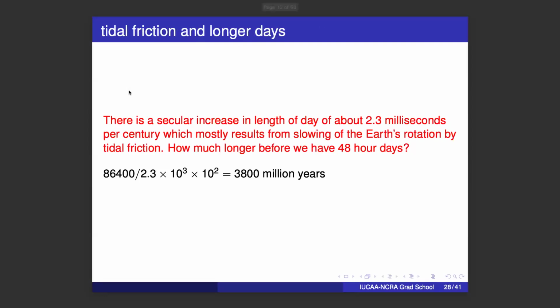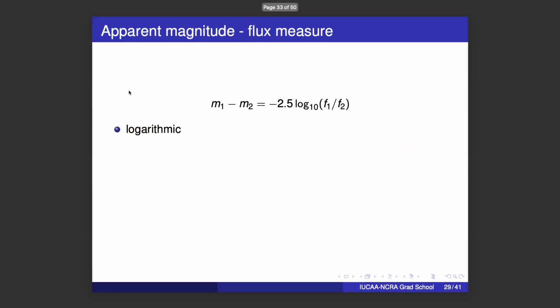I think this may be a good point to stop, because next we come back to a topic, magnitudes, which is definitely there in your syllabus, and I'm going to cover that. But I think I'll stop here, take any questions that you have, and next time we'll start with magnitudes.